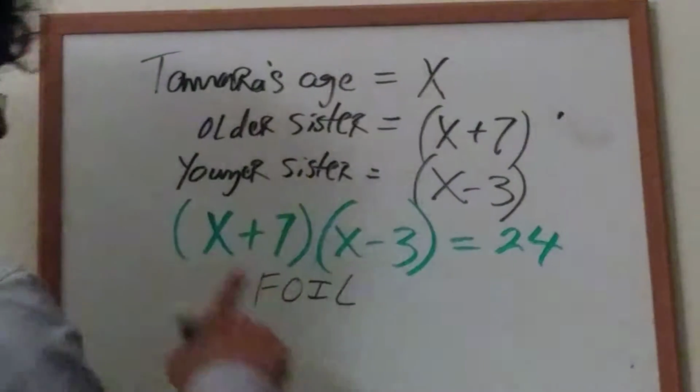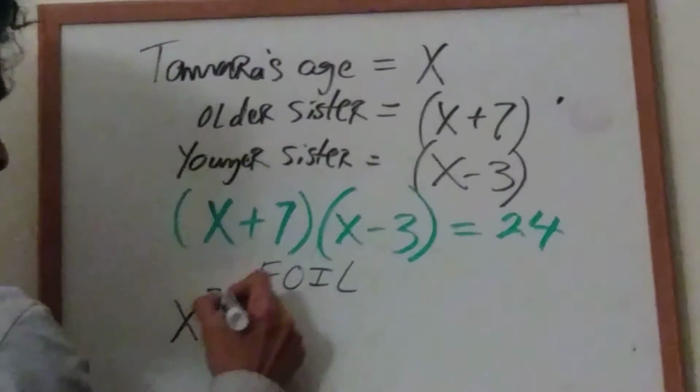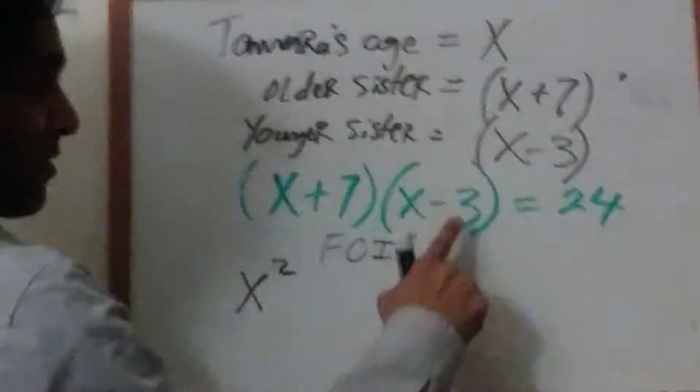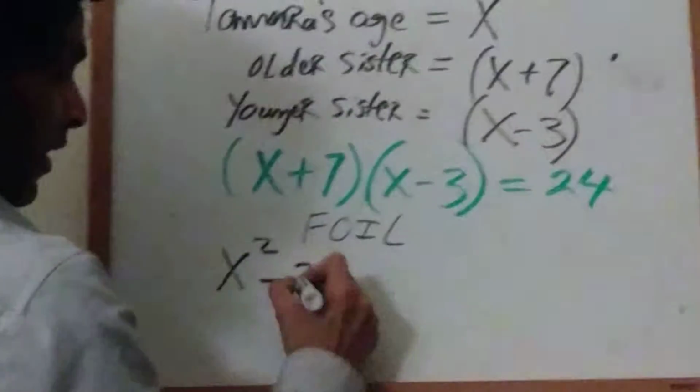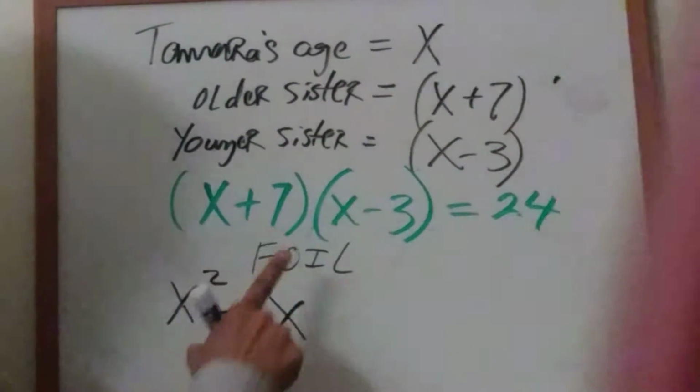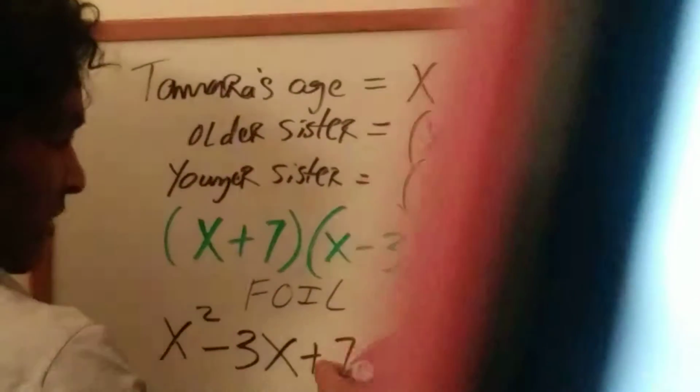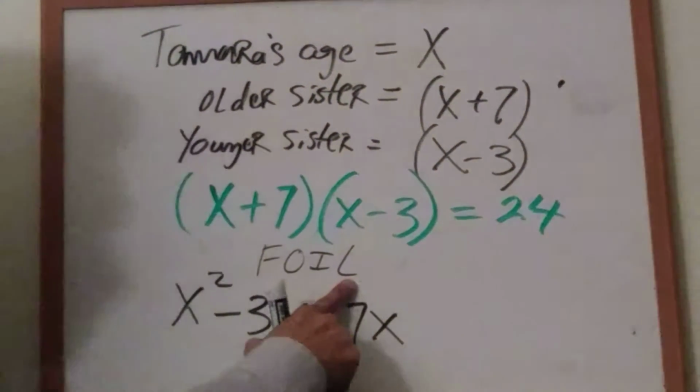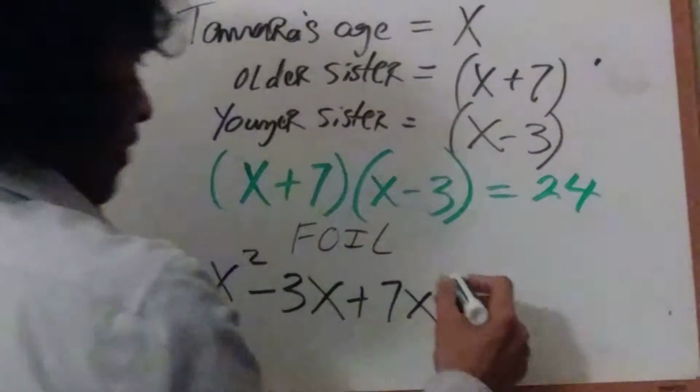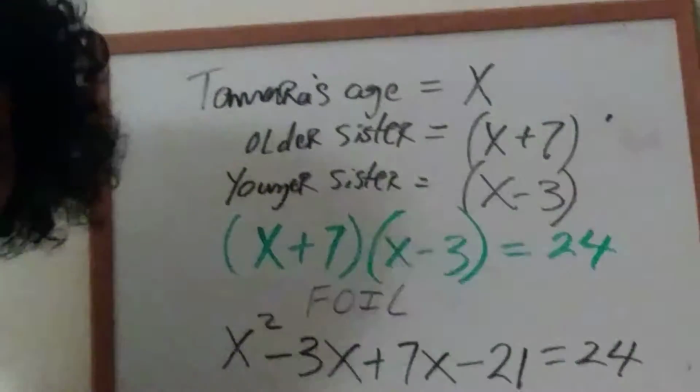So the first term is x times x, which gives me x squared. The outer term is negative 3 times x, that's negative 3x. The inner term is 7 times x, that is 7x. And the L is for the last term, that is negative 3 times 7, which is negative 21. So all that is equal to 24.